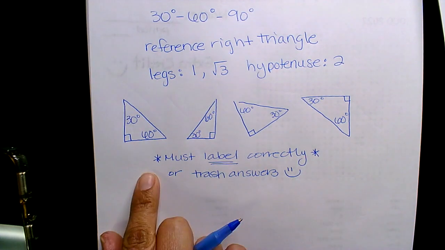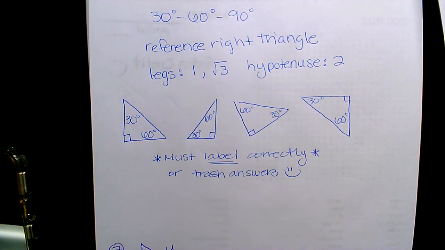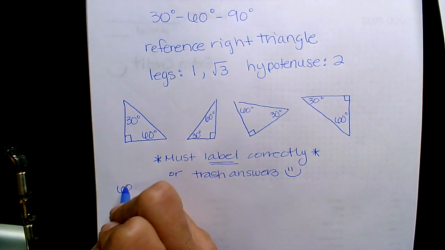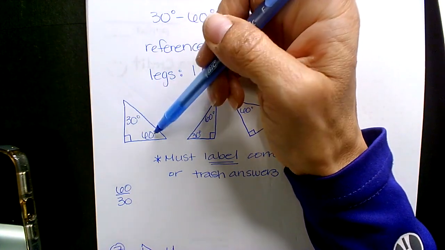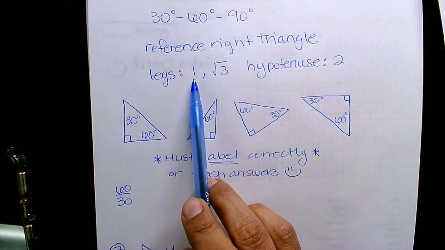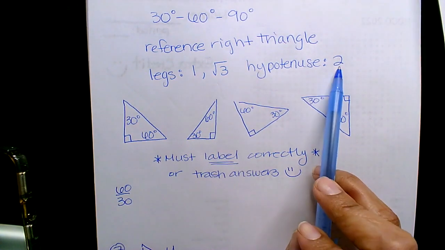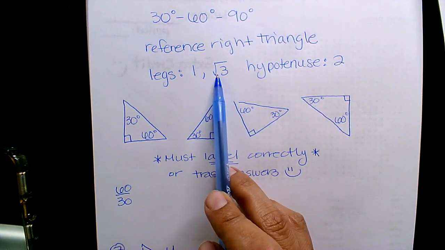Okay, look, you guys all know how to divide. This is a trick to get you to label correctly. It's just a trick, okay? So, 60 divided by 30. See how there's a 30 and a 60 acute angle? Okay, look, your legs are 1 and rad 3. Your hypotenuse is 2. The 3 gets the radical.